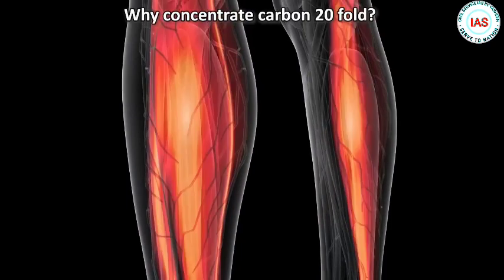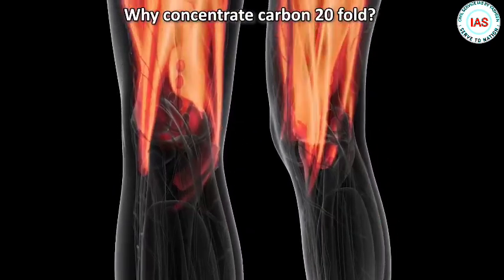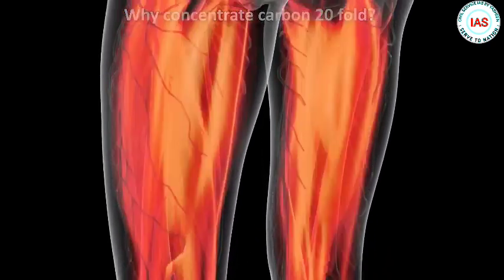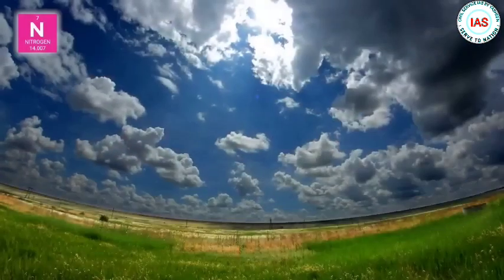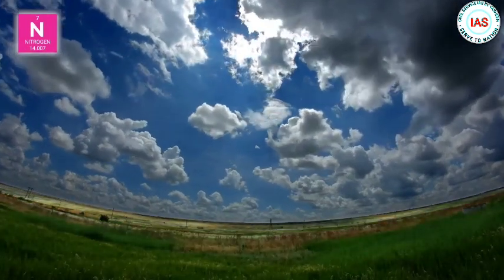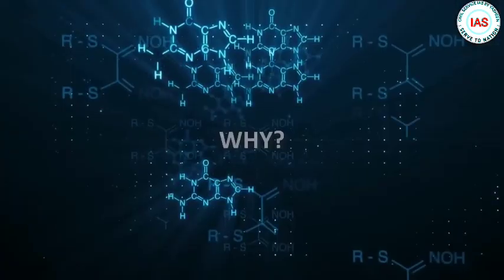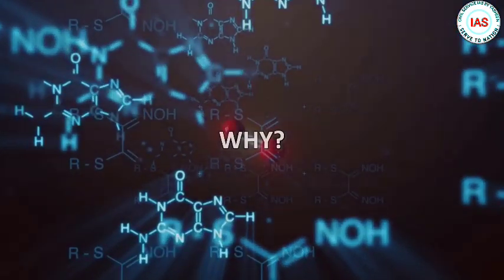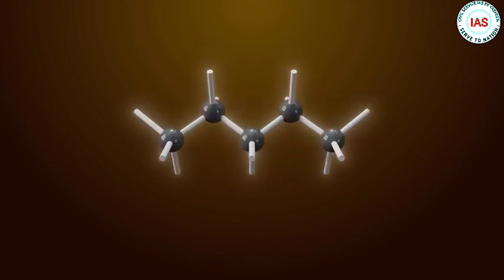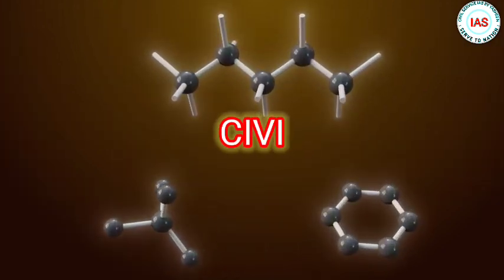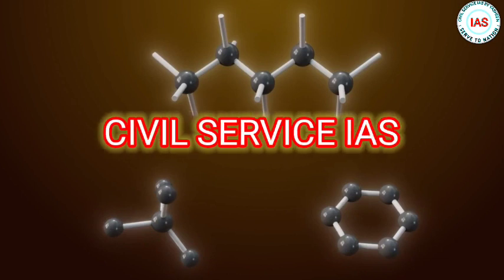Why did life go to the trouble of concentrating carbon 20-fold in our bodies, when other more abundant elements like oxygen and silicon were available, or even nitrogen, which makes up 78% of our atmosphere? The big question is why? We're going to examine that, and we're going to trace the logic that nature used in choosing this all-important element, carbon. That's coming up right now.